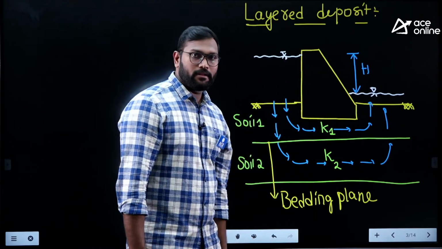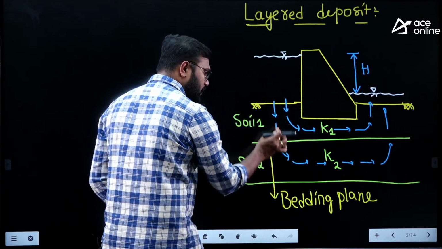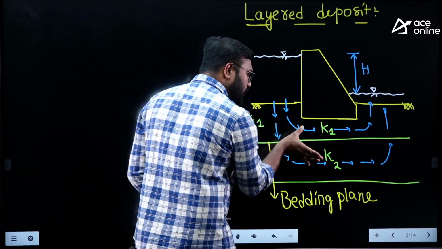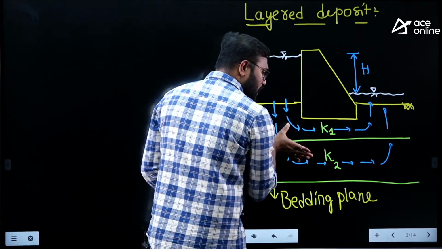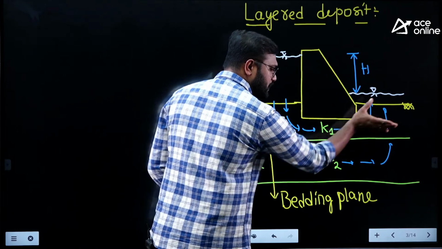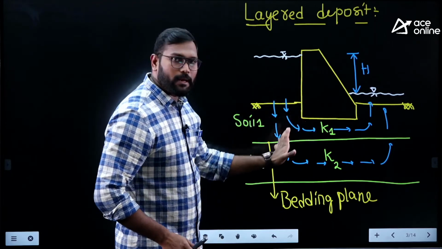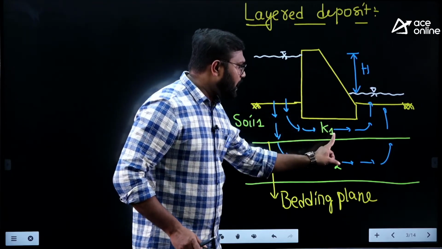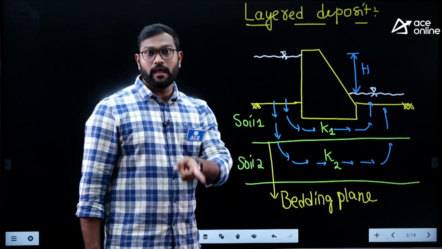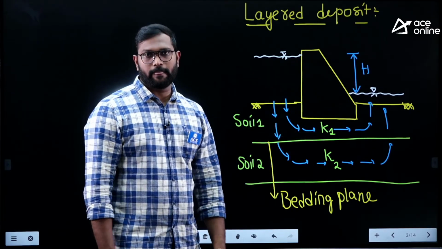And when the flow is happening, this flow can first happen perpendicular to the bedding plane. Once it is happening perpendicular, then the flow will happen through the soil beneath. And in soil 1 and soil 2, the flow is going to happen simultaneously. So first there is flow perpendicular to the bedding plane, and then there is flow parallel to the bedding plane. Mind it, I am not saying vertical or horizontal. I am saying flow perpendicular to the bedding plane and parallel to the bedding plane.